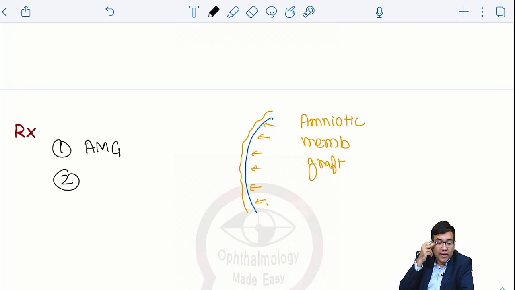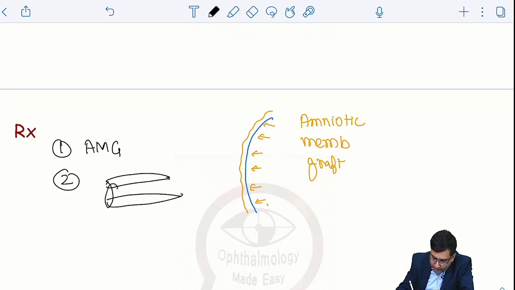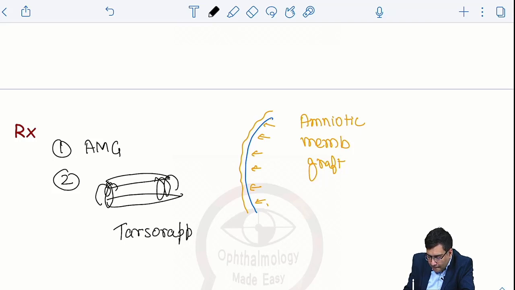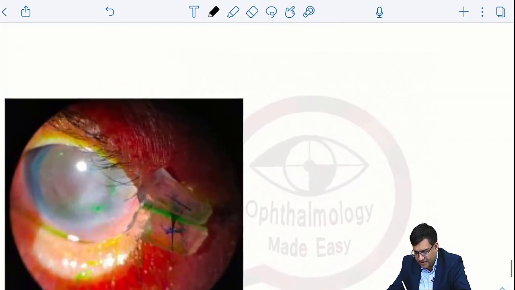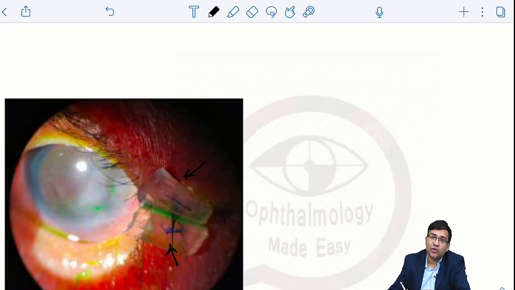Okay, and if there is a decrease in the corneal sensations and a persistent ulcer which is going on, what you can do is close the two eyelids with a suture. Okay, you just close the margins of the eyelids with the suture, and this procedure is called tarsorrhaphy. If you can see, this is a picture where we have made a suture and closed the margins of the eyelid so that we can give rest to the cornea, so that the cornea gets time to recover. So this is called a tarsorrhaphy.